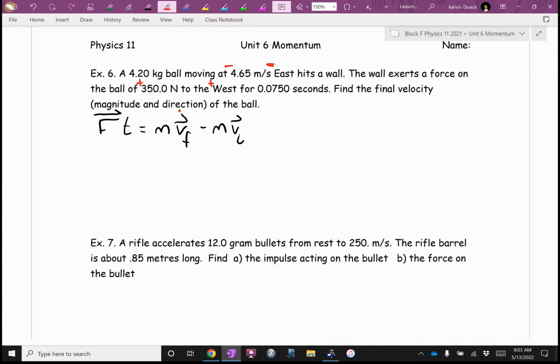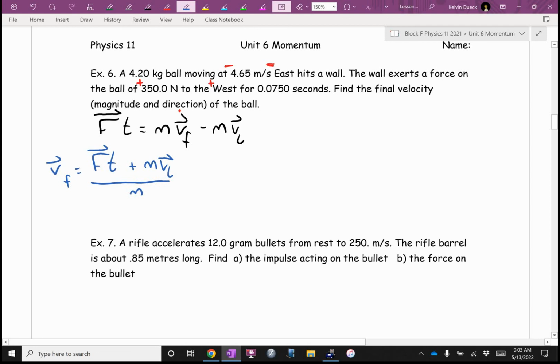Okay, you know what? First, I think the FT is going to drop down like a domino. And then I would add the MVI. And then how would I get the VF by itself? Here is yet another equation to find VF. I'm not going to memorize this. This is just for this unique situation. I can derive it.